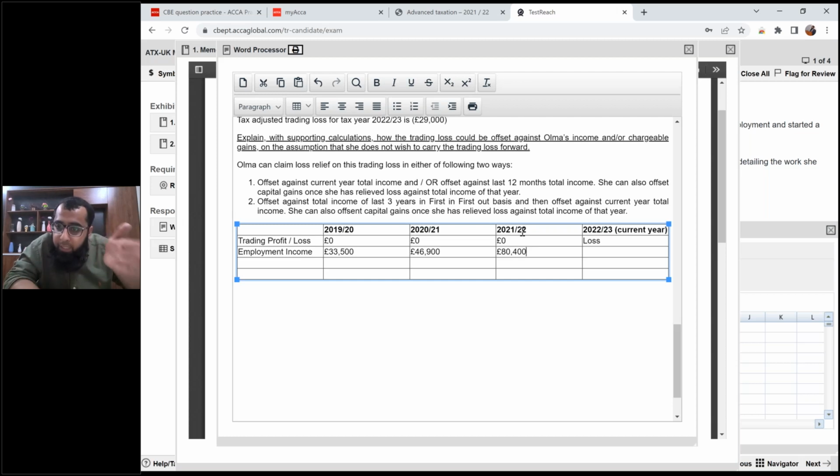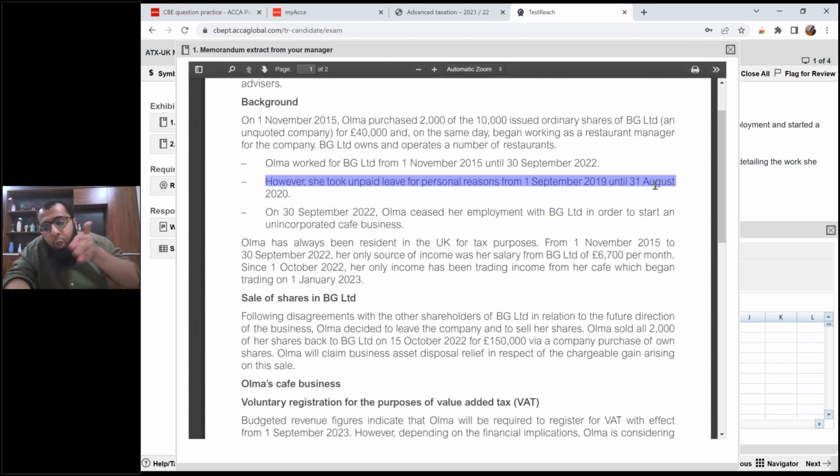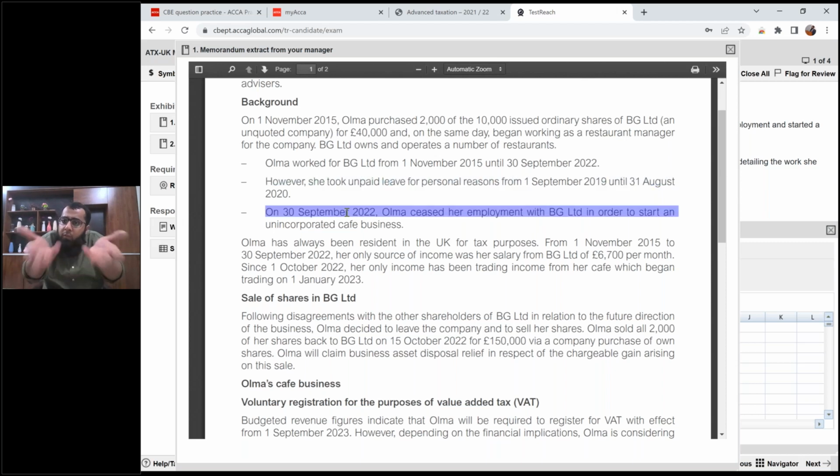21-22 means April 21 to 31st March 22. He has returned from his leave on August 20. After August 20, he is doing the job. Now, April 21, he is sitting in his office and he is doing the work. April 21 till 31st March 22, Alma was doing a normal job. So she was on employment for 12 months. Why are you prorating it for 6 months? I cannot understand.